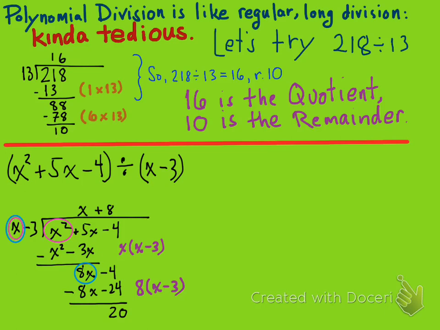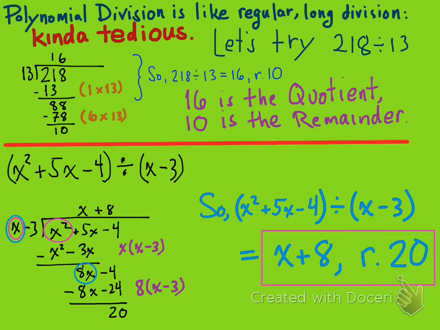And now I just have a number. No more x's, and I'm done with the dividing. So I will just state the quotient and remainder. X plus 8 is the quotient. 20 is the remainder. Okay? All right, so that's the process there.